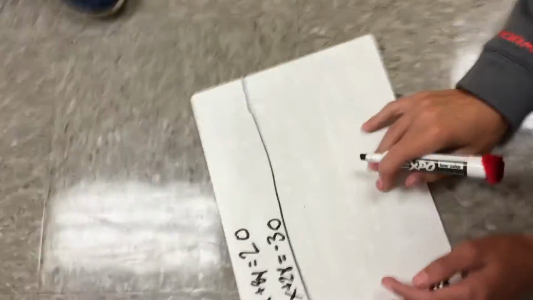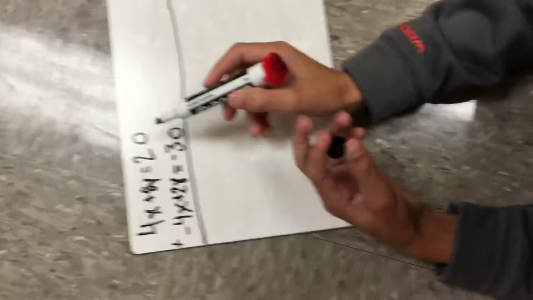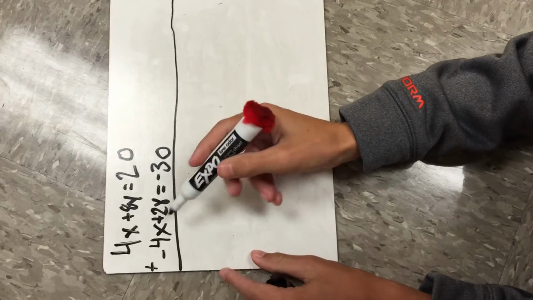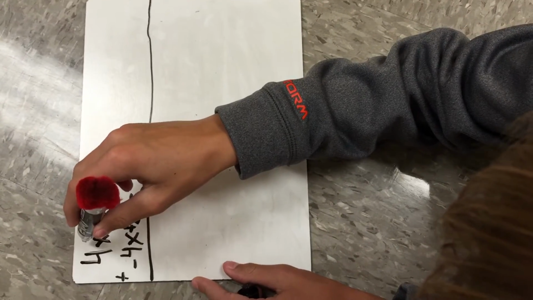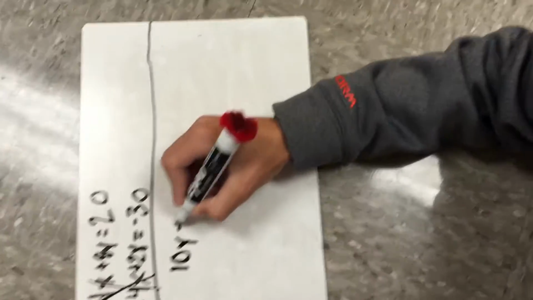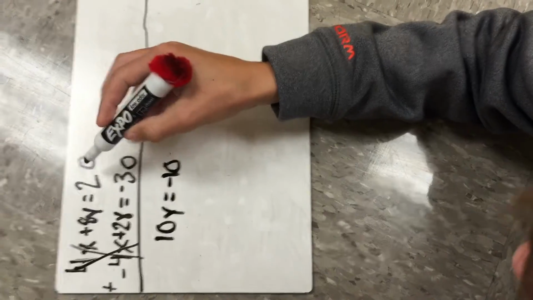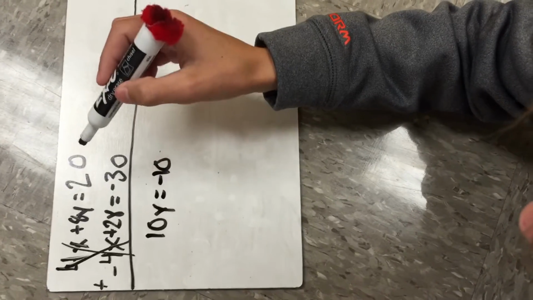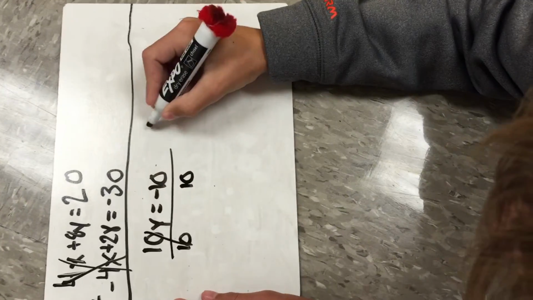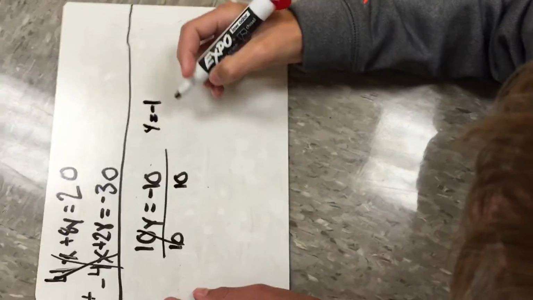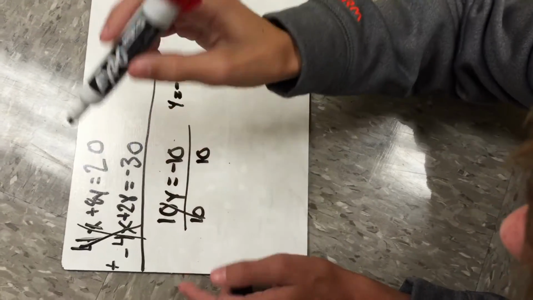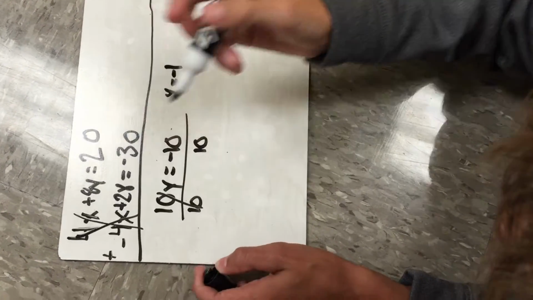Okay, second equation. 4x plus 8y equals 20, -4x plus 2y equals -30. So again, you add them both together, the x's get eliminated, then you're left with 10y equals -10, because 20 minus 30 is -10. So divide both sides by 10, you get y equals -1. Then you plug that back in to this equation. It doesn't really matter what equation you do, but since this has small numbers, we'll do that.